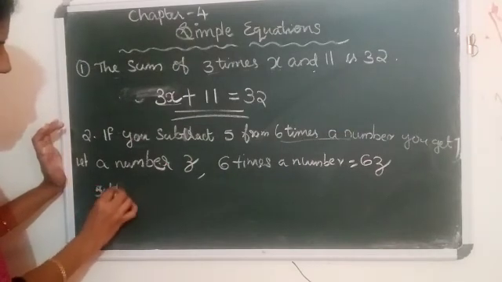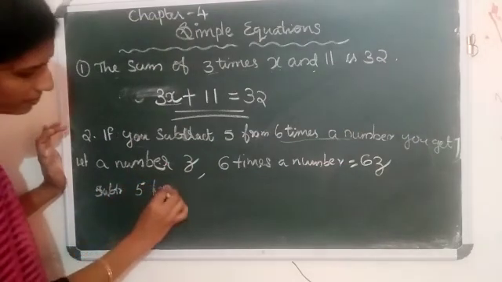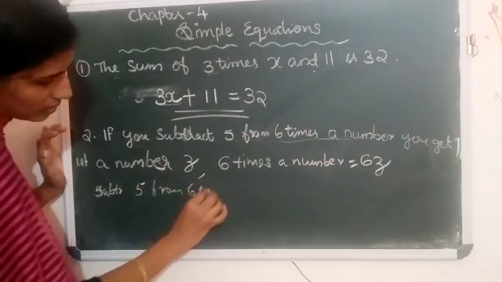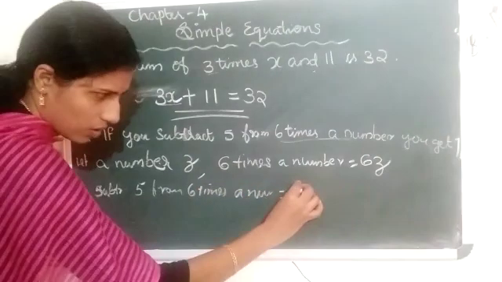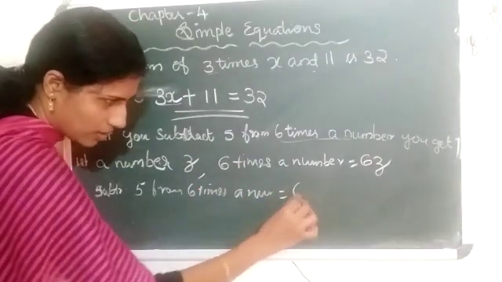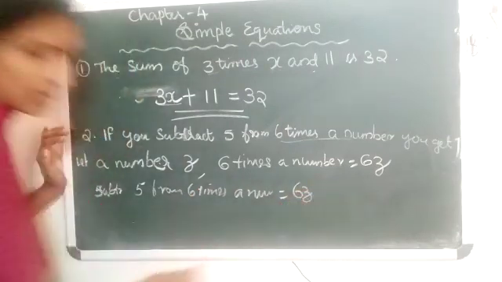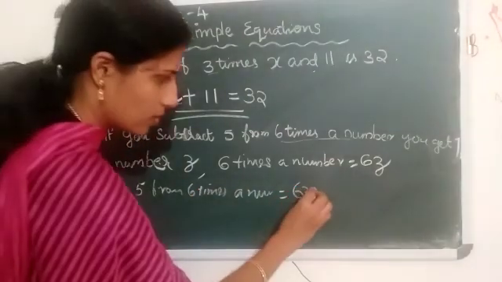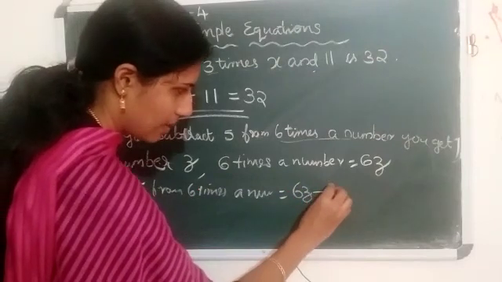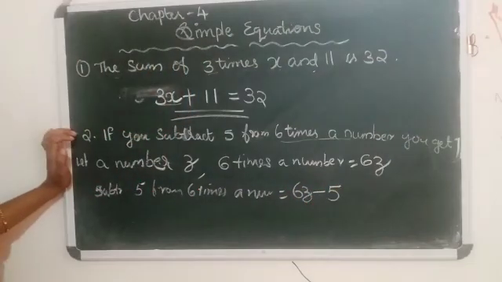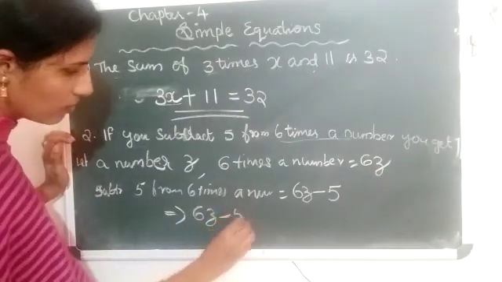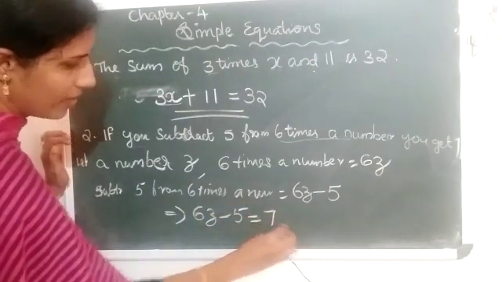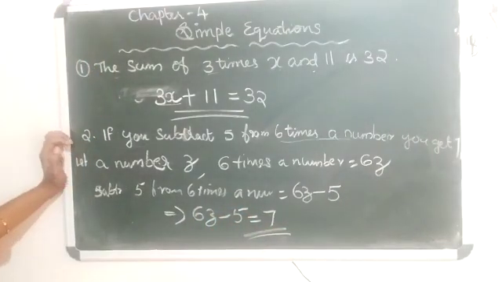And if you subtract 5 from 6 times a number, we have 6 times the number as 6Z, and 5 is subtracted from it. You will get 7. So the expression is 6Z minus 5, and the answer should be 7. So this is the equation: 6Z minus 5 equal to 7. Is it clear?